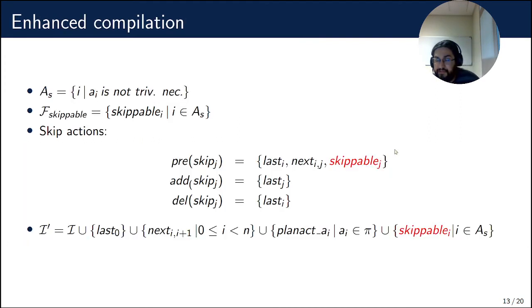With this information, we enhance the compilation. Now we know what actions are trivially necessary and what actions are not trivially necessary. So we add an additional precondition to the skip actions, and we say that in order to skip action J, we have to know that action J is skippable, and we add the skippable facts for every action in the original planning task that are not trivially necessary.